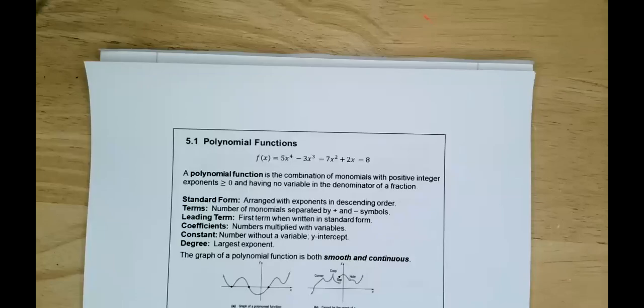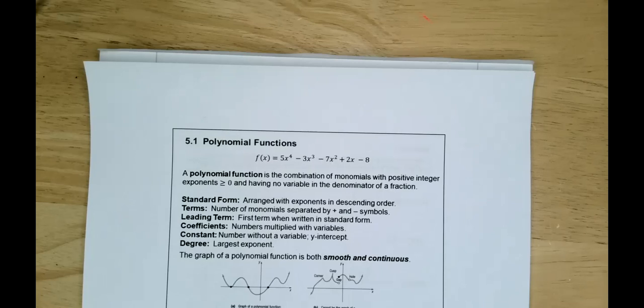Hi guys, this is 5.1 polynomial functions. So we have added, subtracted, multiplied, divided, factored, and solved polynomials. In this unit, we're going to look at them as functions and analyze their graphs. So in 5.1, we're going to go over the characteristics of polynomial functions as graphs, and then 5.2 is just graphing them. If you're comfortable with Desmos, you might be able to work through 5.2 without even watching the lecture video.